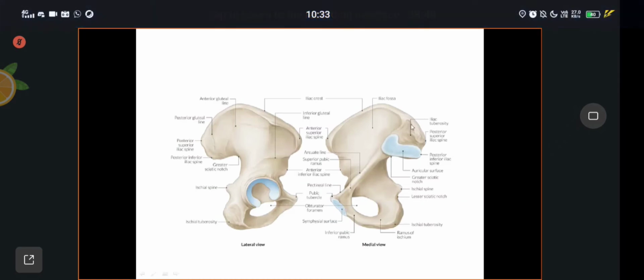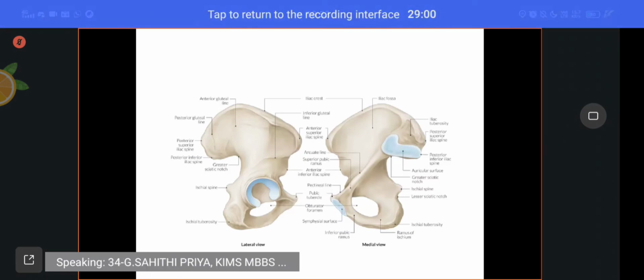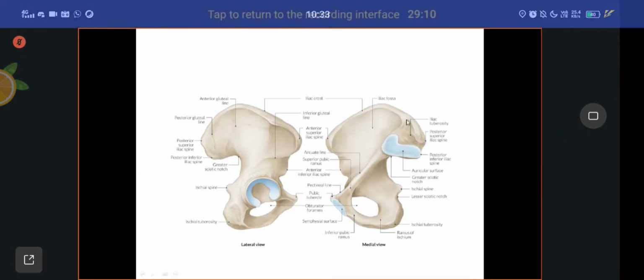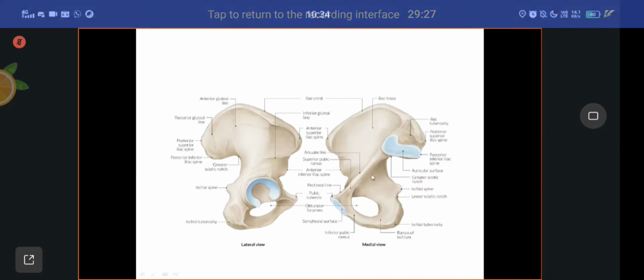So we have studied the borders, that is the anterior border, posterior border, upper end, lower end, and the medial border. Now coming to the medial border, repeat. The medial border is extending from the iliac crest, which we have already discussed, coming downwards until the iliopubic eminence. The iliopubic eminence is a rough area between the pubis and the ilium. What is it called? Iliopubic eminence.